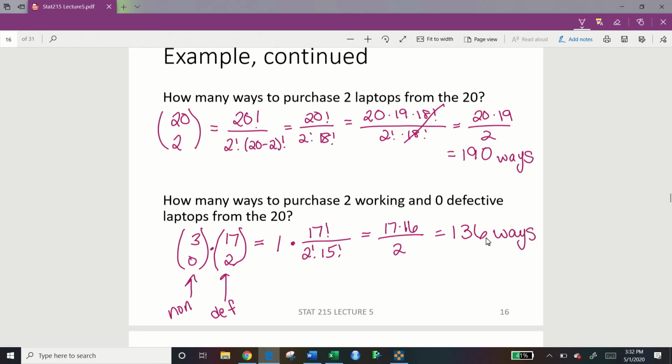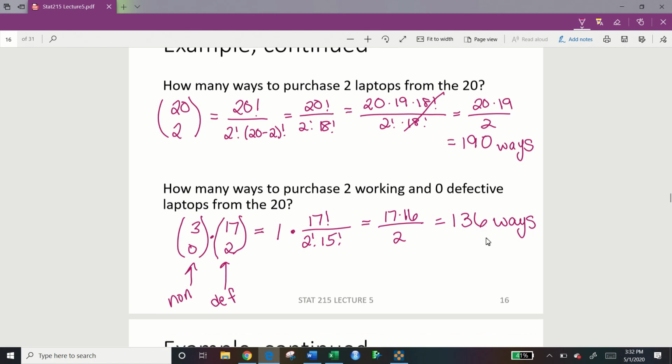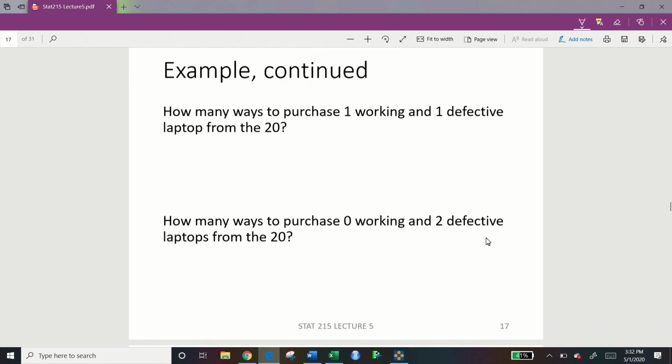So, again, how many ways to purchase 2 working and 0 defective laptops from the 20? There are 136 ways. Woo! Let's do this again. So, now, how many ways to purchase 1 working and 1 defective laptop from the 20? So again, we have, of our 20, 3 defective, 17 non-defective. We want to choose 1 defective and 1 non-defective.